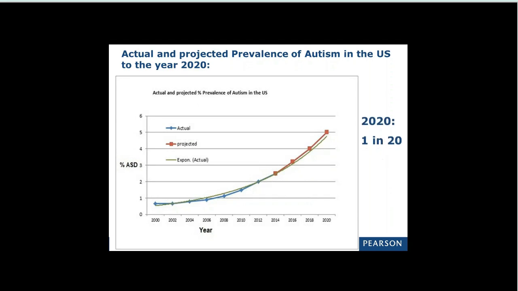And just quickly, they're predicting 1 in 20 in terms of prevalence of autism in the US by 2020.